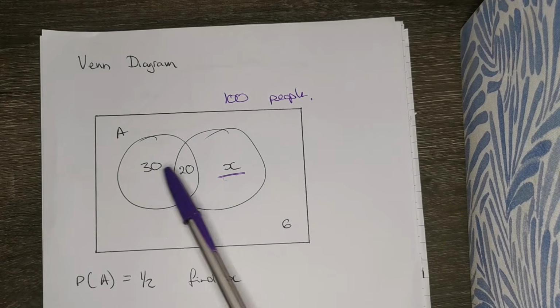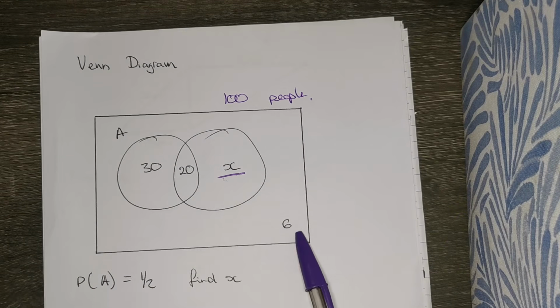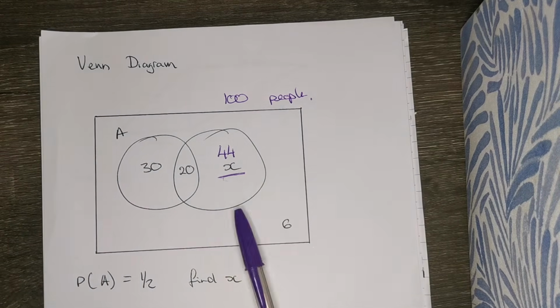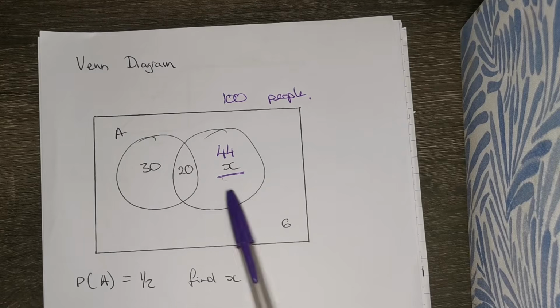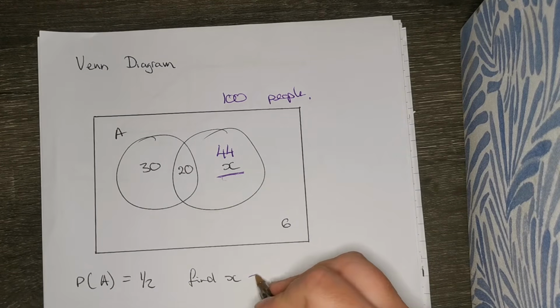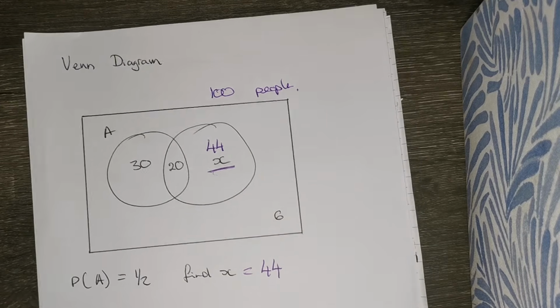So if 30 or 20 is 50, I've got 6 on the outside, I'm up to 56. I think there must be 44 people in that bit, because then that all adds up to 100, and then that is 50 out of 100, which is half. So I think X equals 44.